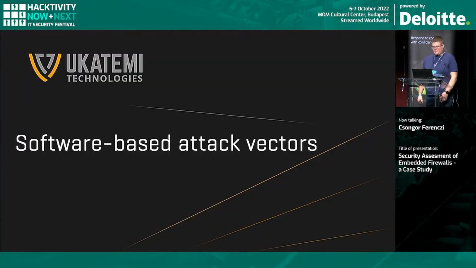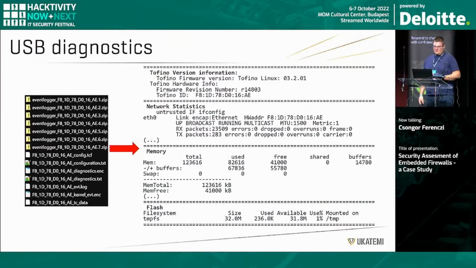So let's take a look at the software side. As I mentioned before, there is a USB port on the front of the device. This USB port can be used to fetch some diagnostic data from the device. Most of the data is encrypted. However, there are a few plain text files containing information, such as the firmware version or network statistics and so on.